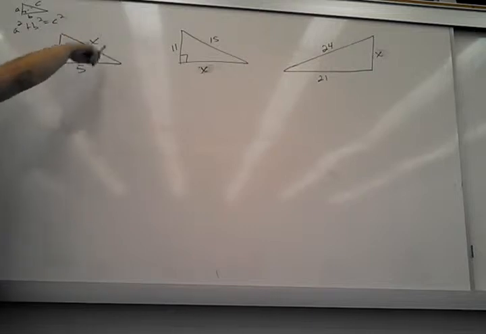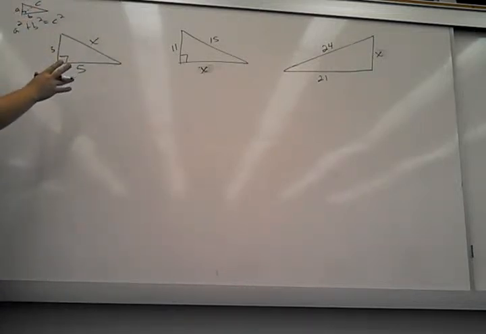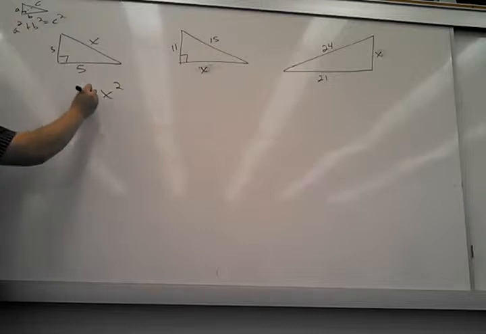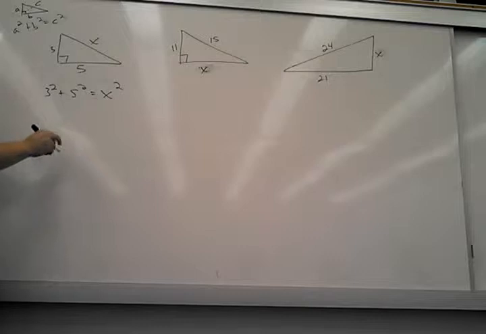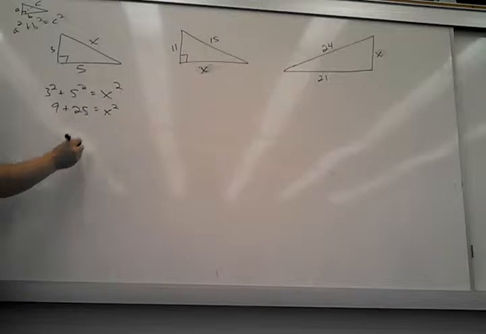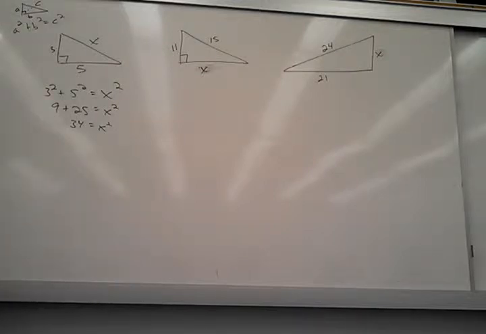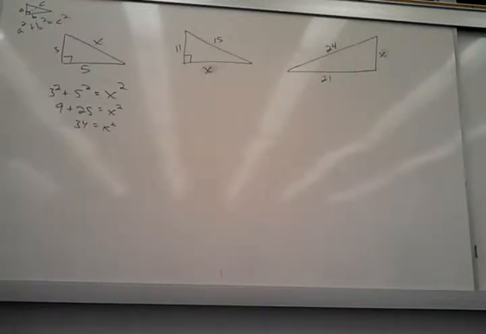But sorry. So how do I set this one up? Which one's C? X. Good. So X is going to be by itself. So the other two squared added together. 3 squared plus 5 squared is 25 plus 9, which is 34, equals x squared. Do I divide by 2? No. You can't divide by X because then you can't get a number. How do you undo a square? Square root. And then you can do that in the calculator.